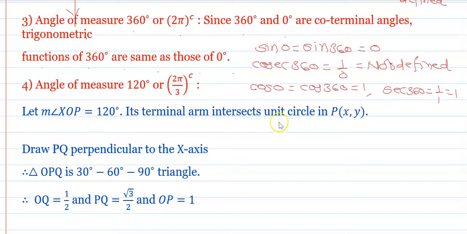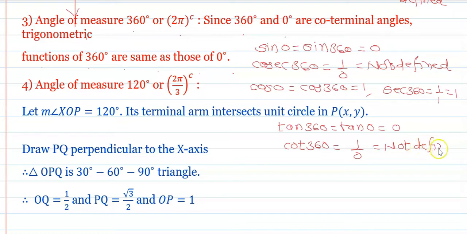What about the tan? Next is tan of 360 is equal to tan 0. And what about the tan 0? Tan 0 is 0. And the last, cot of 360. Cot of 360 is equal to 1 upon 0, and that is not defined. Okay. This way, we have completed the values of 360 as well as 0. Now the next, angle of measure 120, that is 2 pi by 3 radian.